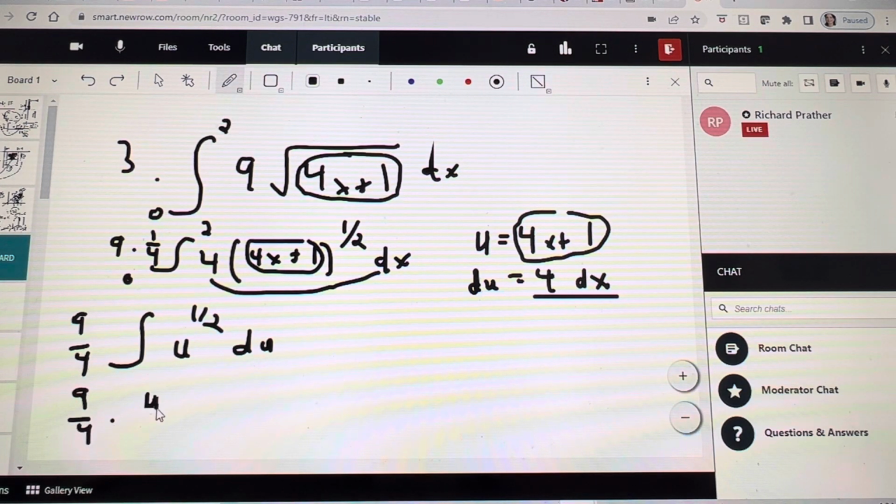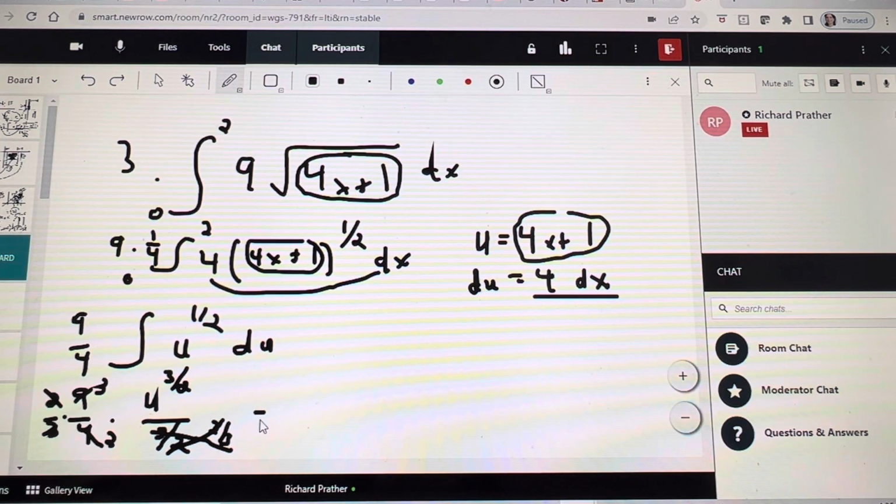I'm going to increase the exponent by 1. 1/2 plus 1 is 3/2. Divide by that same amount. And then I can flip that and multiply by 2/3 and 2/3. So that all cancels out. 2 can go into 4 twice. 3 can go into 9 3 times. So we end up with 3/2 u to the 3/2.